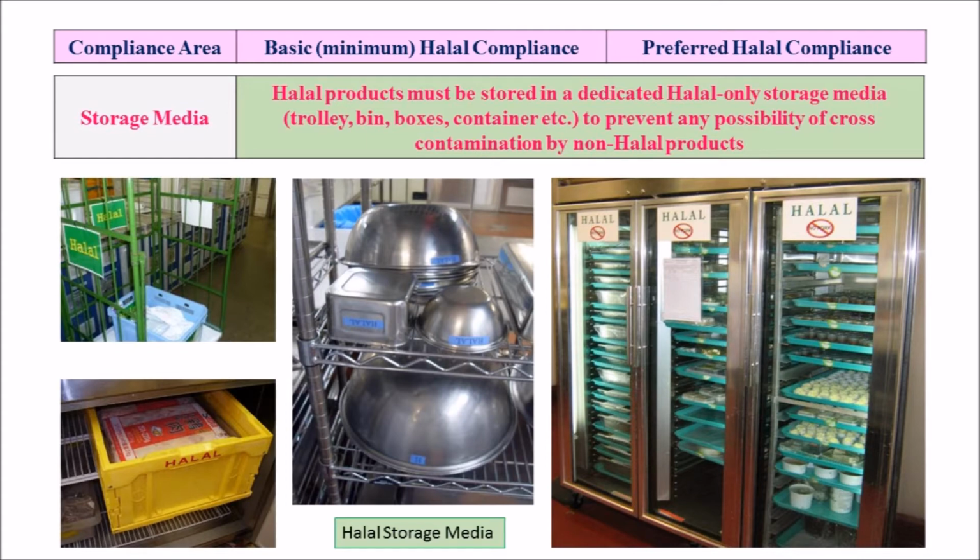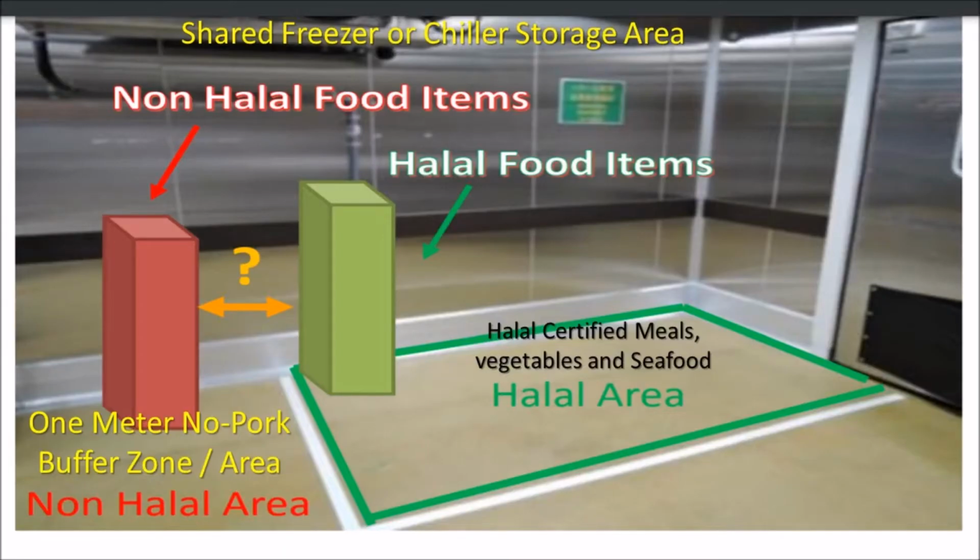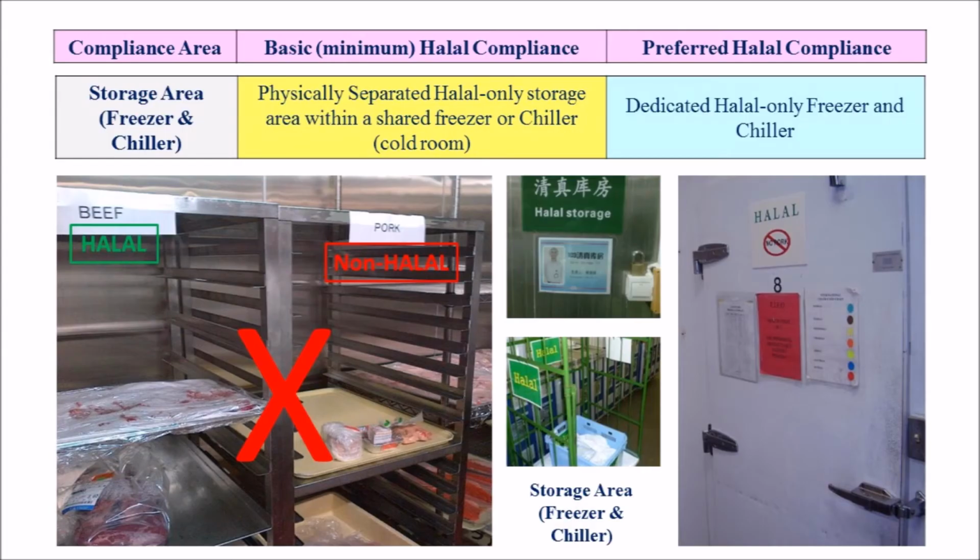Physically separated area within a shared freezer or chiller. If you have one big chiller or freezer and you want to store halal and non-halal, it's allowed, but you need to have proper physical separation. You need to have a proper corner for halal. You cannot have, like in this picture, beef and pork put on one trolley nearby. This is a possibility of cross contamination, it will happen. So you need to separate, segregate.